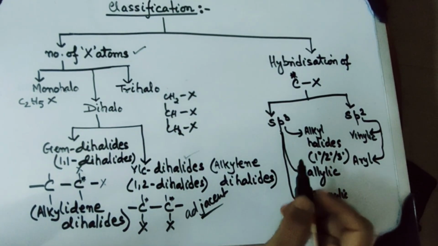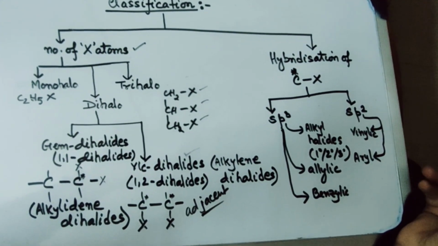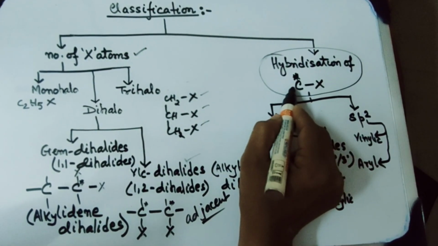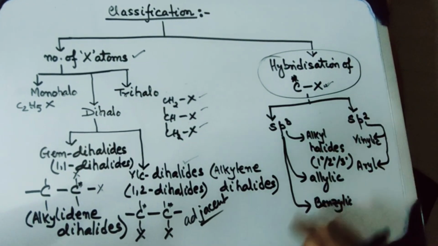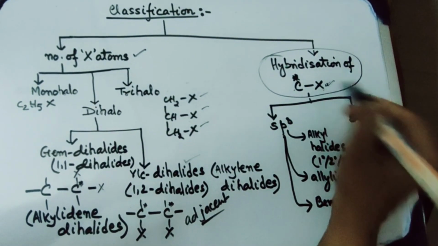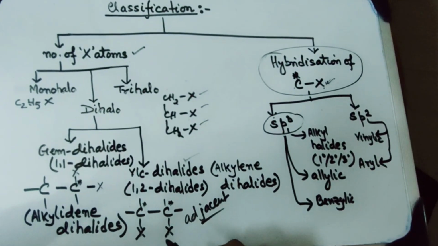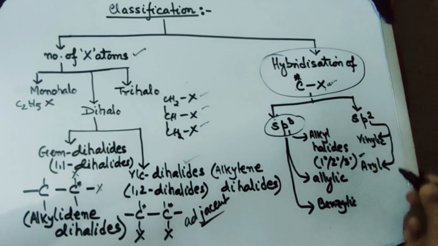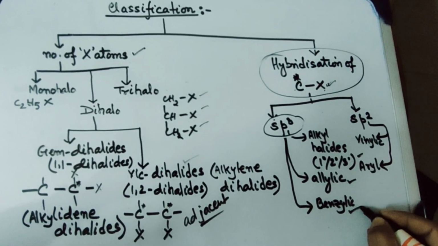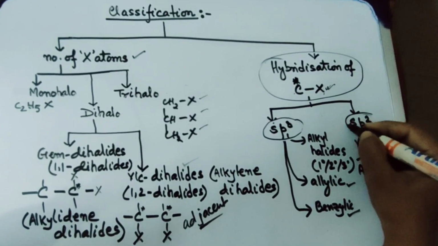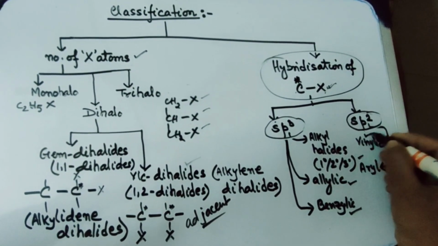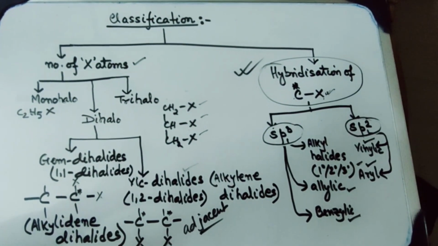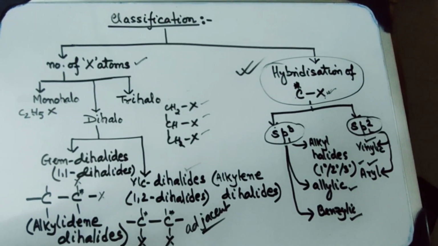Now next come trihalo compounds. There are three halogen atoms, so it is under trihalo. And the very important part is that classification is also done based on the hybridization of the carbon atom that is holding the halogen atom. If the carbon atom having halogen attached is sp3 hybridized, then it can be an alkyl halide, which again can be 1 degree, 2 degree or 3 degree alkyl halide. It can be an allylic halide or a benzylic halide. If the carbon atom holding the halogen atom is sp2 hybridized, then it can be a vinylic halide or an aryl halide. This part, hybridization of the carbon atom holding the halogen atom, will be explained elaborately again.